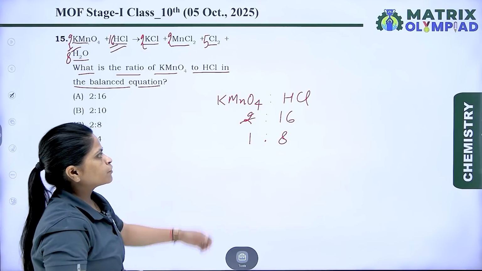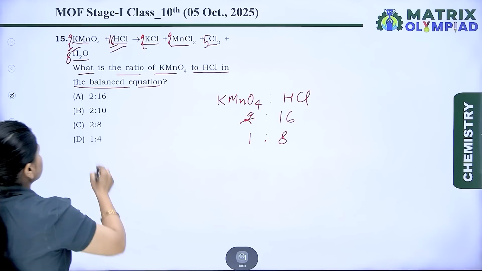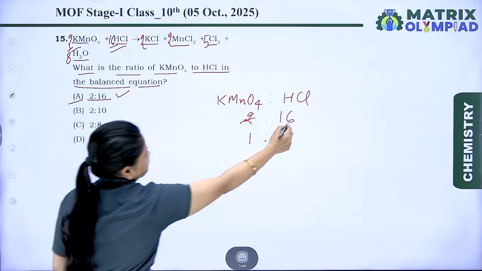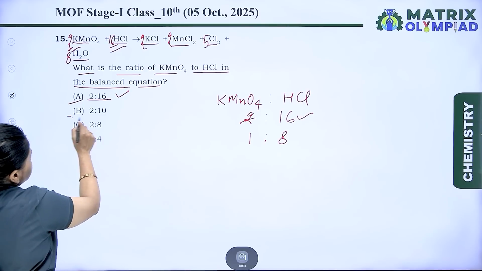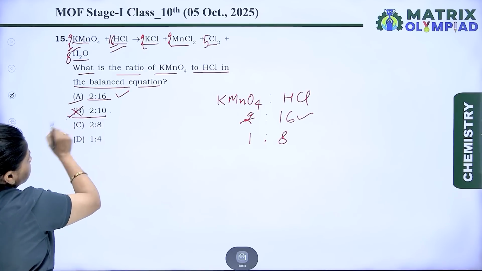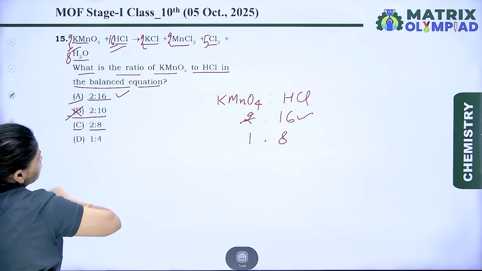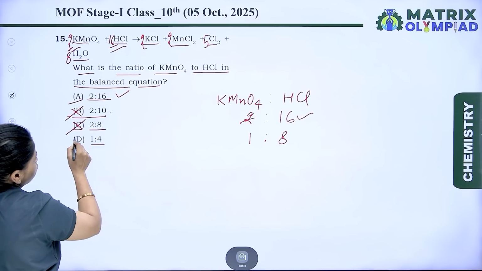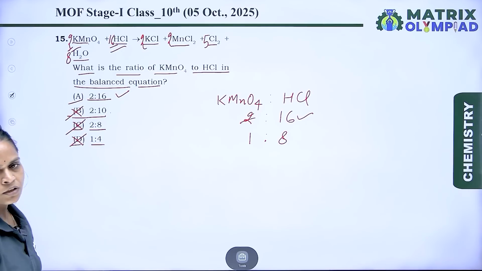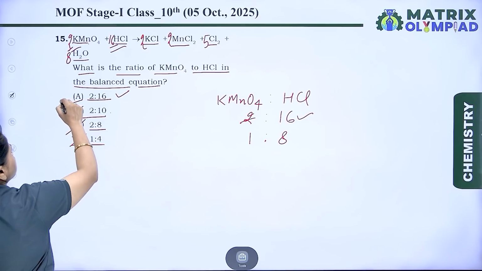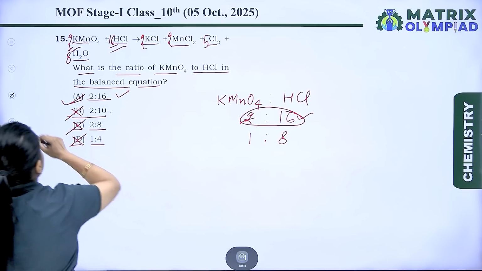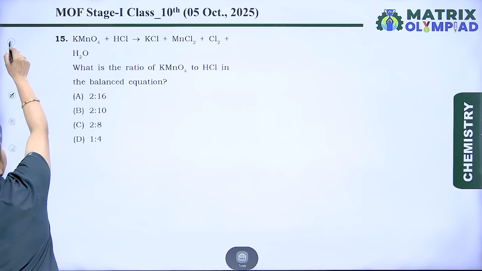So we have to find the correct option. The first option is 2:16, that is correct. But option B, that is 2:10, is wrong. Option C is 2:8, it is also wrong. And option D is 1:4, this is also a wrong option. So the right answer is option A, 2:16. Now we take the next question.